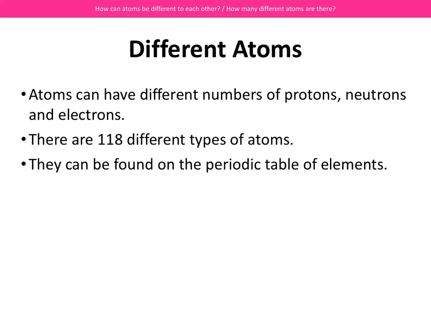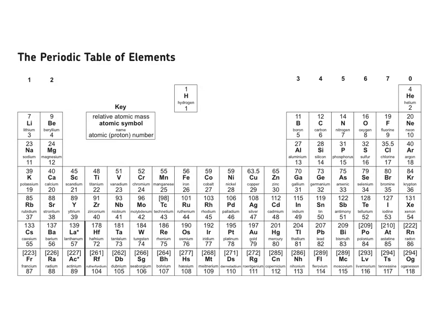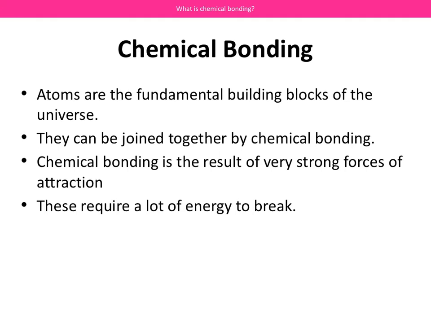Now, all of these atoms, all 118, they can be found on what is known as the periodic table of elements. You may have seen this or a table similar to this before, and the version I'm showing here lists nearly every single type of atom that exists. Now, I said already that all stuff, all matter is made up of atoms. And so one way we can think about atoms is like building blocks, like Lego bricks. And so just like with Lego bricks, you can join them together to make new structures. You can do exactly the same with atoms. Now, when they are joined together, we call that chemical bonding.